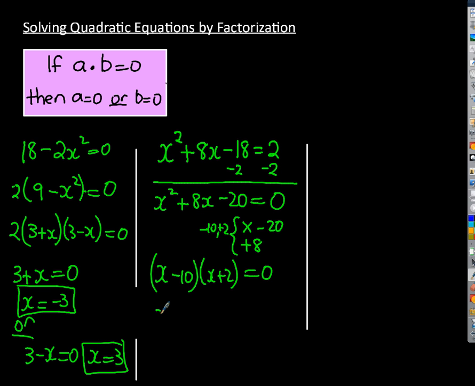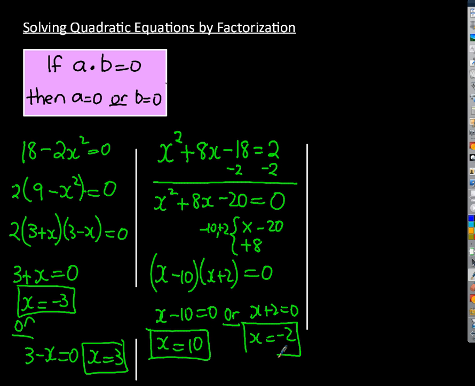So here we've got either x minus 10 equals 0, in other words, x will be 10, or x plus 2 equals 0, in other words, x is negative 2. And we've got, once again, not one, but two solutions to our quadratic equation. All right, let's have a look at another one.